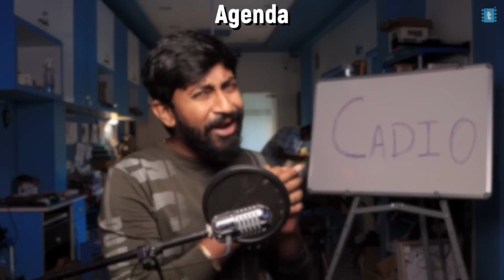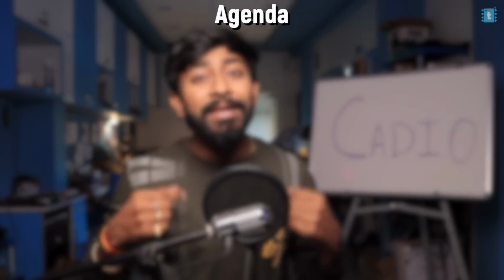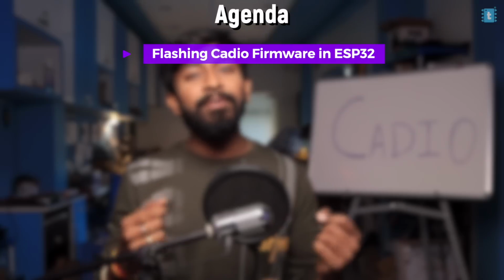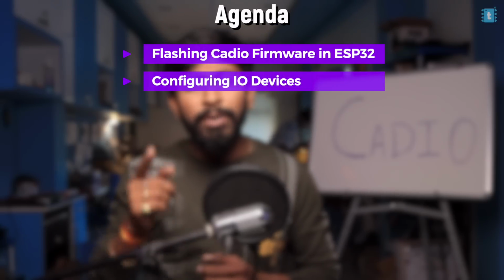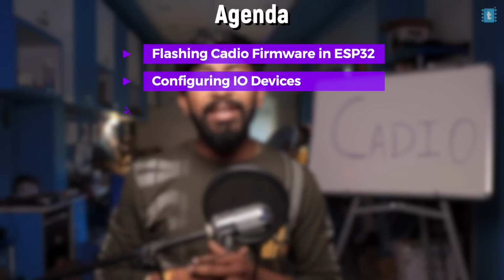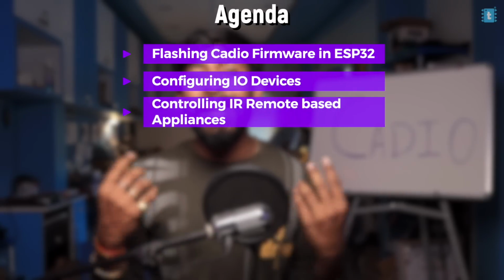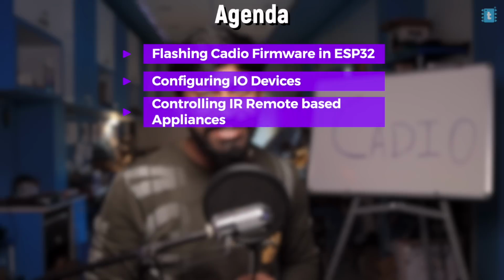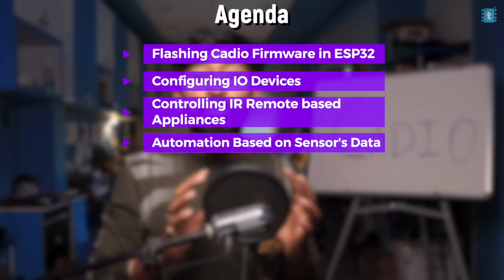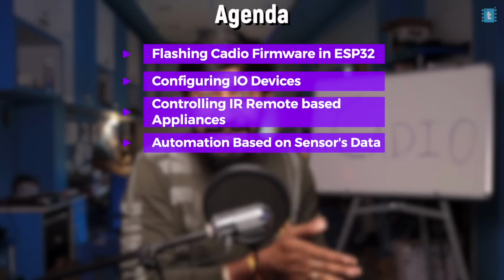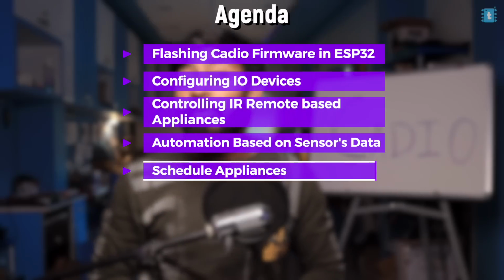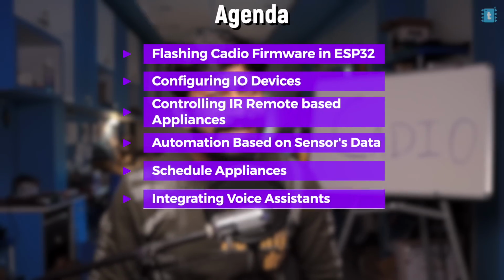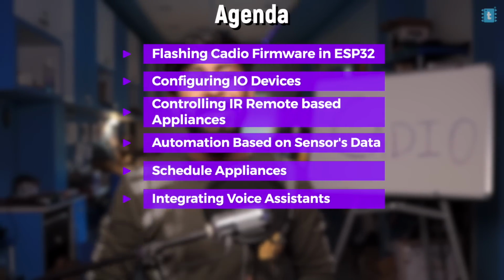So now if I tell you the agenda of this video, then in this video we'll be learning how to flash the Cadio firmware into the ESP32 board. After that, we'll be learning how to configure the input-output devices on the mobile application. After that, we'll be learning how to control any IR remote-based devices using ESP32 via the Cadio mobile application. Then we'll be learning how to do automation based on sensor data. Also, we'll be learning how to schedule appliances. And in the end, we'll be learning how to integrate Alexa and Google Voice Assistant with the Cadio application.